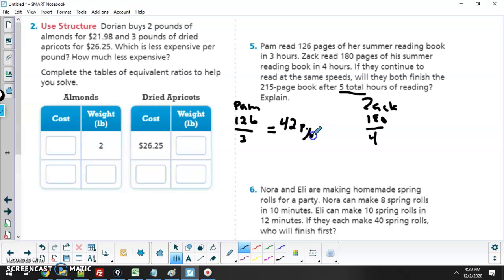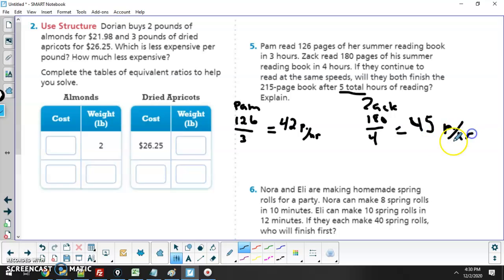Pages per hour. And sometimes when you write the unit rates, you could write it with a slash, because it's per 1, like miles per hour. I just used P per hour for pages per hour. All right, now Zach is going to be 45. 180 divided by 4 is 45 pages per hour.